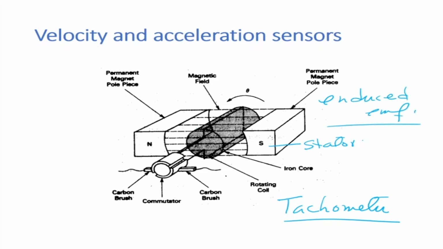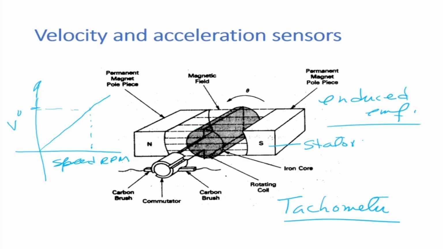Okay, and because of this induced EMF, we can calibrate this. So, speed in RPM versus voltage in volts, and this should theoretically be a straight line. Once you have this calibration, for an unknown speed, we can simply look at how much voltage is being generated, connect it here, and then I know the speed. Okay, so this is how a tachometer works.